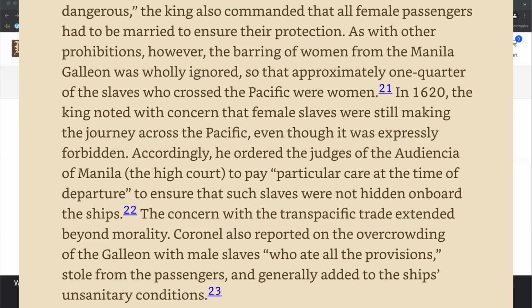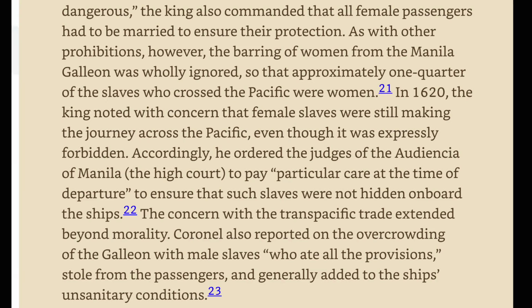The concern with the trans-Pacific trade extended beyond morality. Coronel also reported on the overcrowding of the galleon with the male slaves, who ate all the provisions, stole from the passengers, and generally added to the ship's unsanitary conditions.